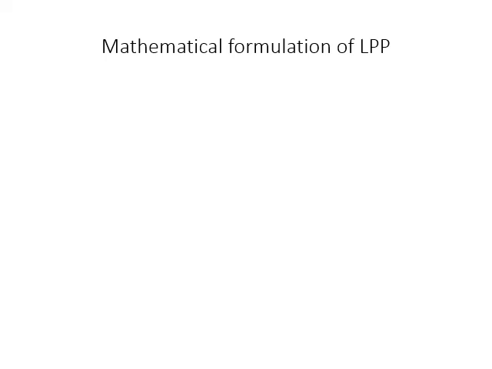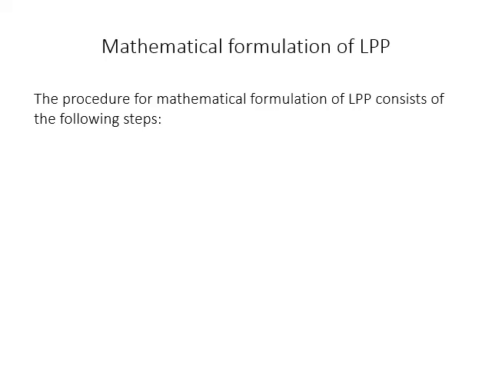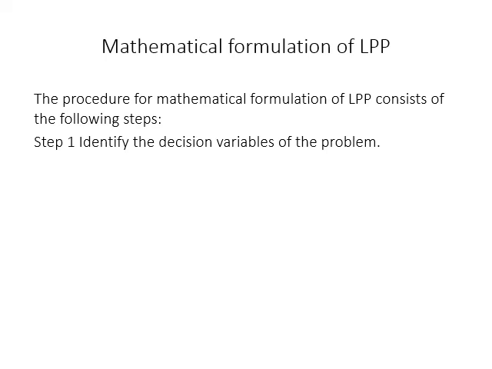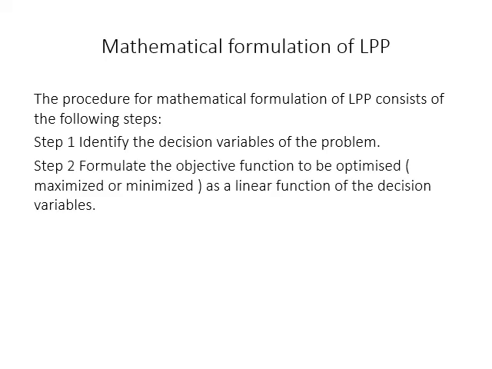Let's see the mathematical formulation of a linear programming problem. The procedure of mathematical formulation of LPP consists of the following steps. Step 1. Identify the decision variables of the problem. Step 2. Formulate the objective function to be optimized, maximized or minimized, as a linear function of decision variables.